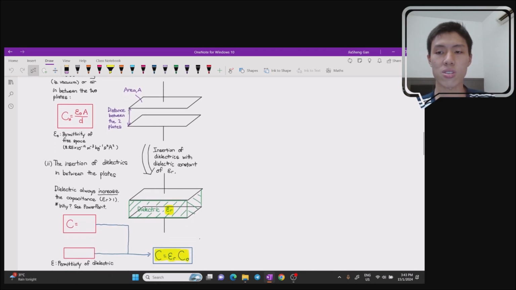So that's what we know regarding the first factor, the dimension of the capacitor. Next, we should also consider whether we insert anything in between the plates. Anything that we insert in between the plates, we call dielectrics. And dielectrics always increase the capacitance because epsilon r is always greater than 1.